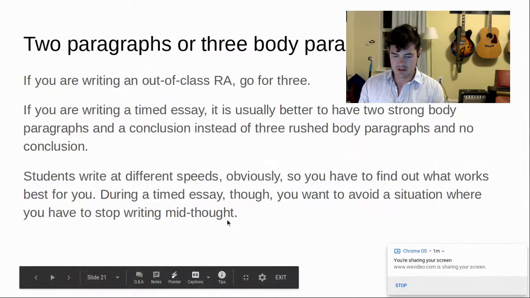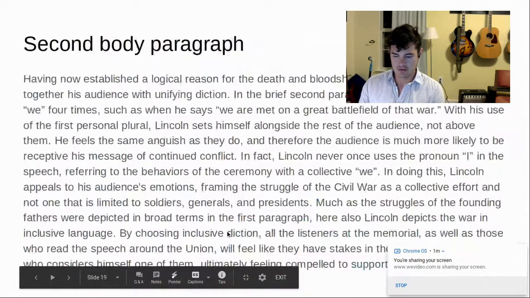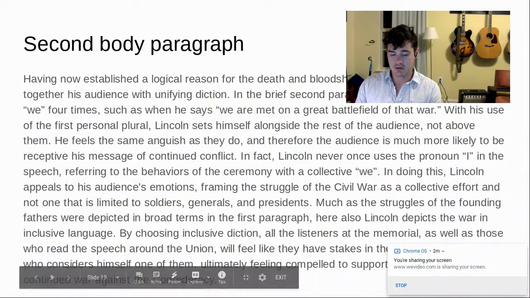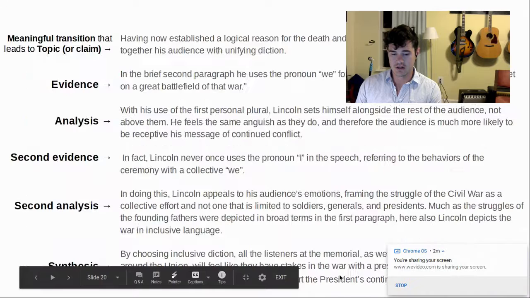I'm not going to be able to read the synthesis without dropping back to the prior one. By choosing inclusive diction, all the listeners at the memorial, as well as those who read the speech around the Union, will feel like they have a stake in the war, with the president who considers himself one of them ultimately feeling compelled to support the continued war against the Confederacy.